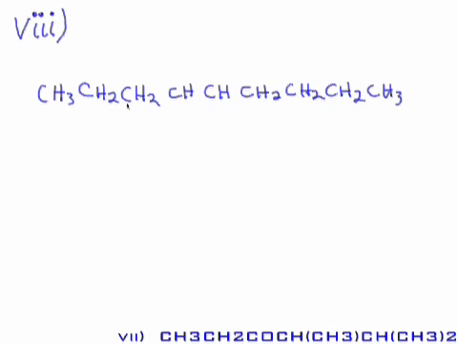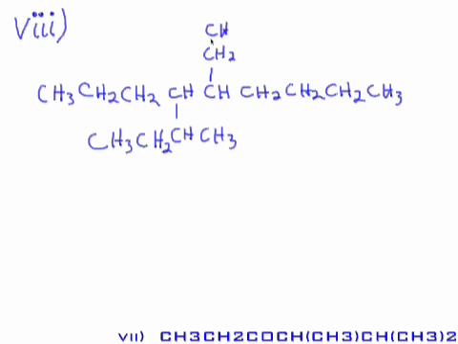Off of the first CH, I have a CH with a methyl and an ethyl off of it. Off of the other CH, I have a CH2, a CH, and then 2 methyls off of that CH.